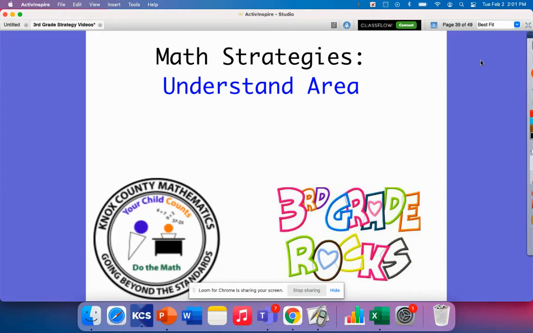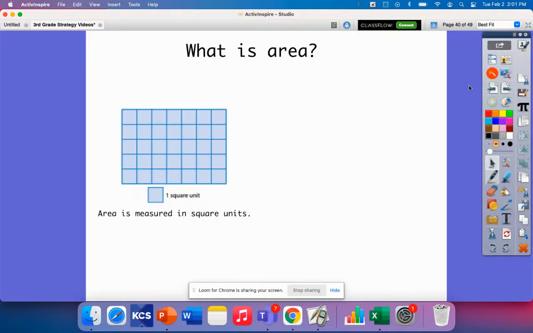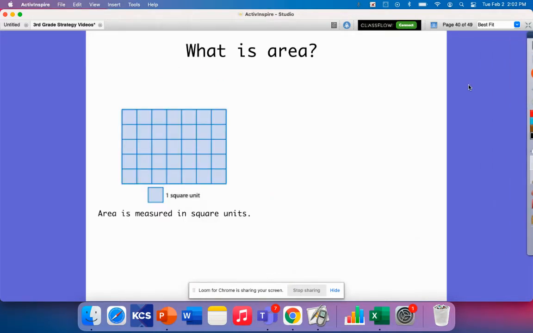Today's math strategy video is on understanding area. So what is area? Well, area is the number of square units that make up a flat surface.